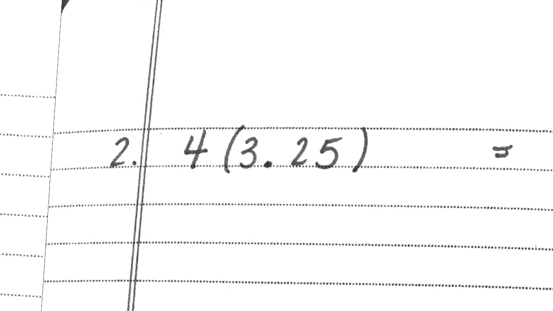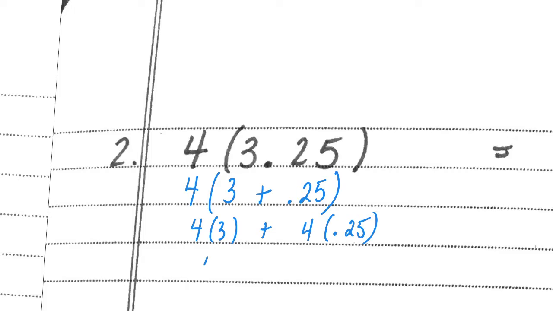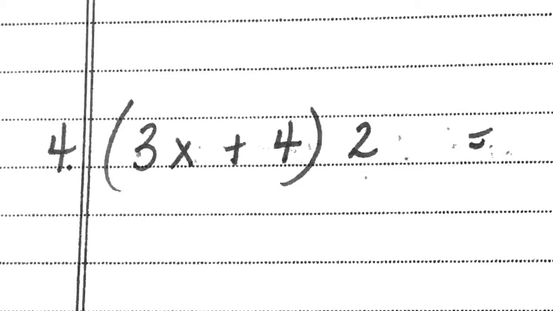So on that note, how could I split this up? I can look at 4 times 3 and 4 times a quarter, because hopefully you know what 4 times a quarter is. So if I distributed this through, 4 times 3 is 12, 4 times a quarter is 1, where the answer is 13. All right, moving on. This backwards distributive property, don't let it throw you off.